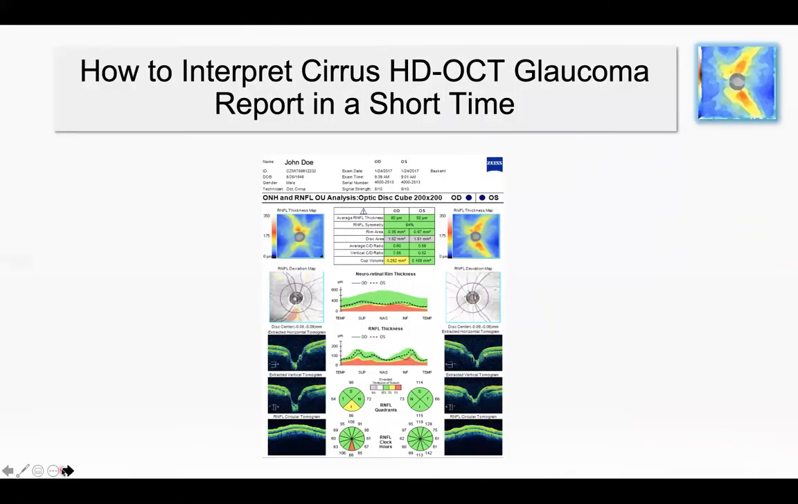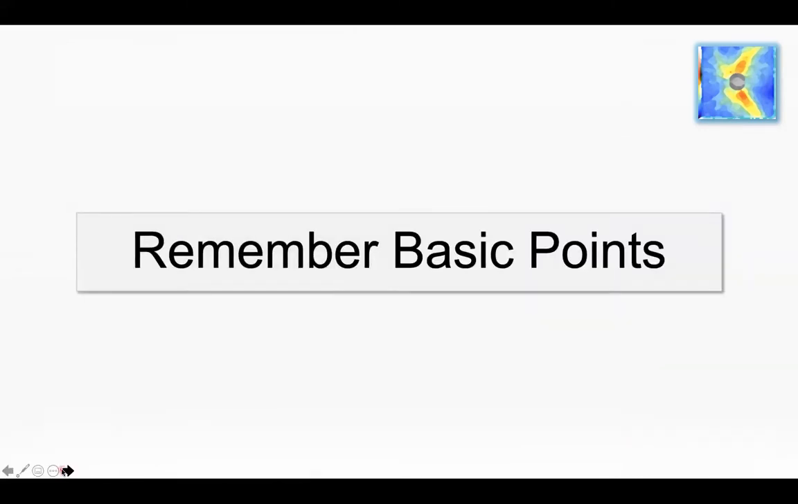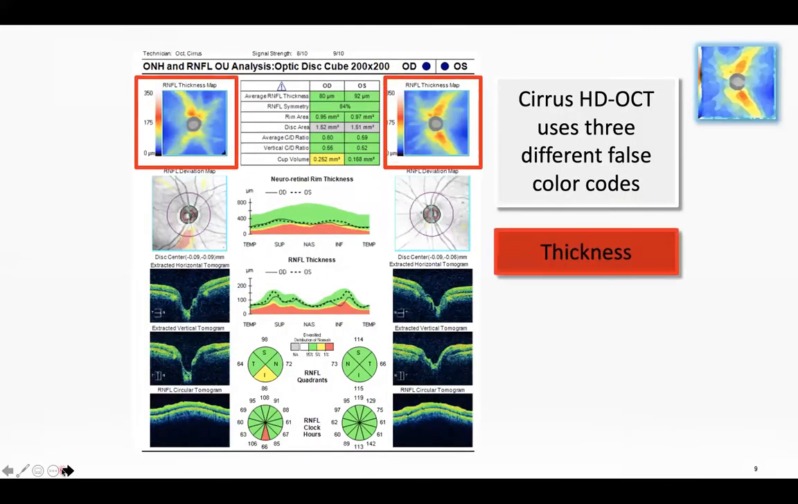So, how do we interpret an OCT report in a short time? We have to remember the basic points. Cirrus HD-OCT uses 3 different false color codes. It's different in different parts of the report, so red is good in some parts while it is bad in others. RNFL thickness maps, which show the raw RNFL thickness data without any statistical comparisons, use the thickness color code. That means thicker RNFL is in warm colors and thinner RNFL is in cold colors.